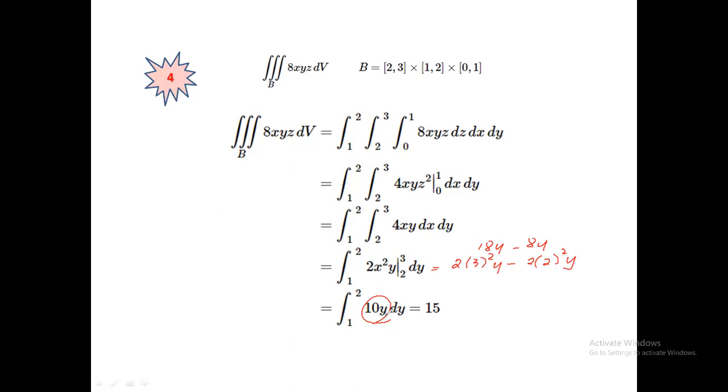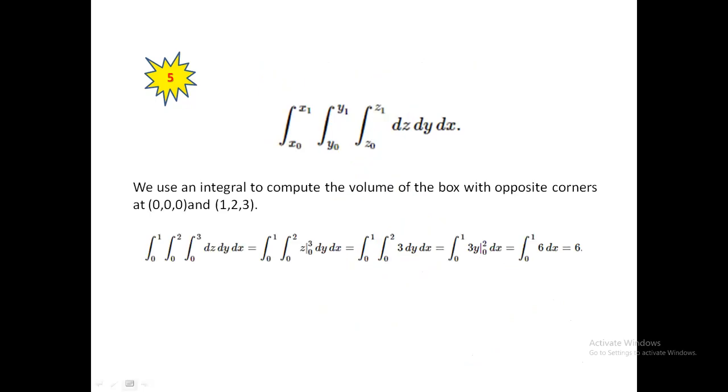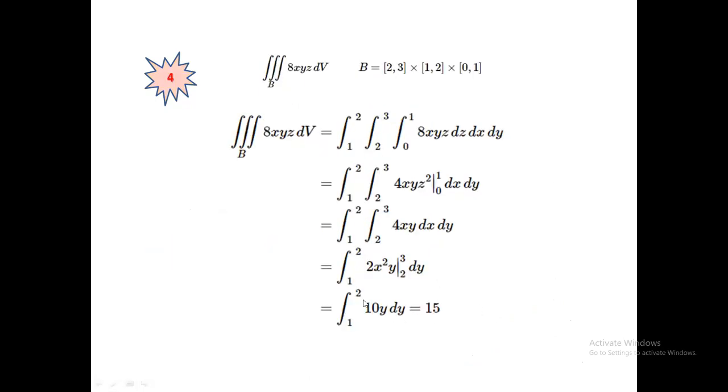If you integrate this will give you 5y squared, limit is 1 to 2. So you will have 5, 2 squared minus 1 squared. So you will have 5 times 4 minus 1. So that will be 15. Let's see. 15 for the answer of this triple integral. There you go, 15. Okay?